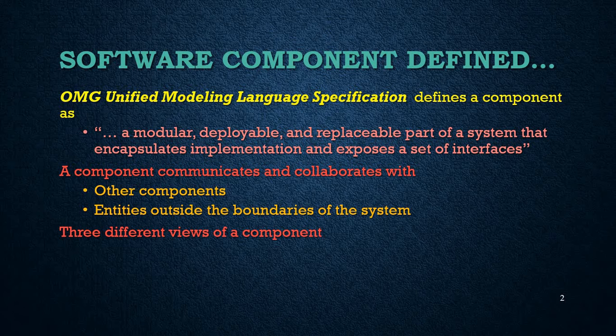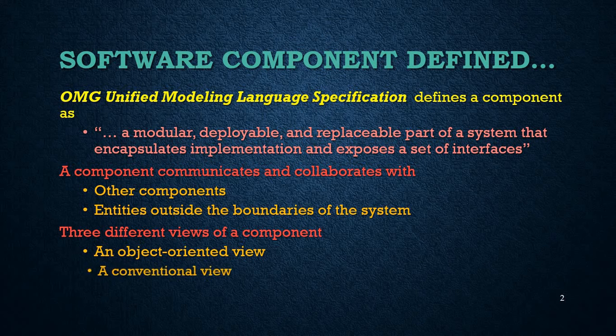There are three different views of a component. First is an object-oriented view, in which a component is viewed as a set of one or more collaborating classes. Second is a conventional view, in which a component is viewed as a functional element, that is, a module, of a program that incorporates the processing logic, the internal data structures, an interface that enables the component to be invoked and data to be passed to it.